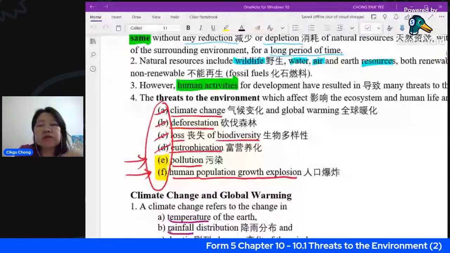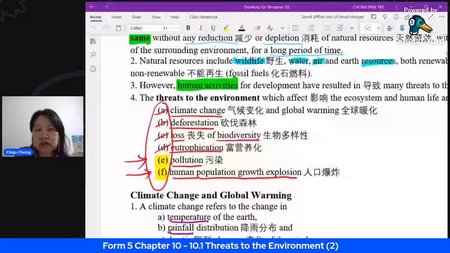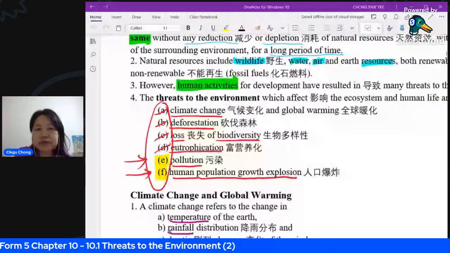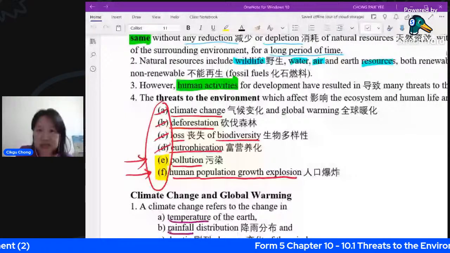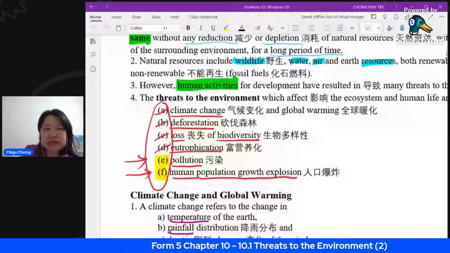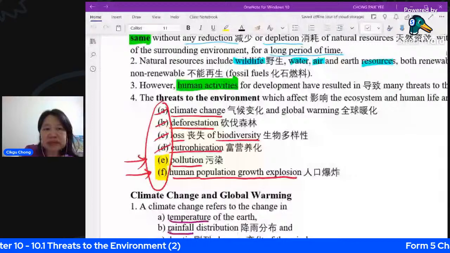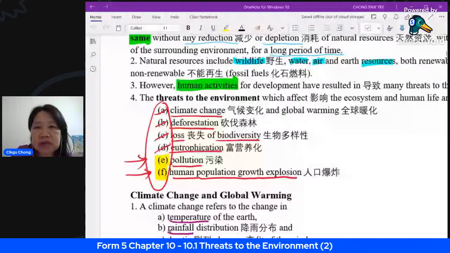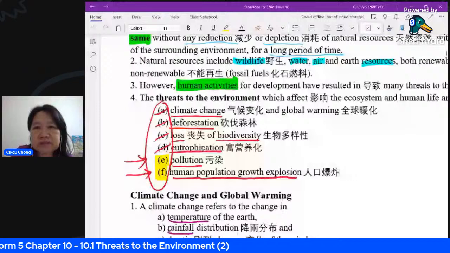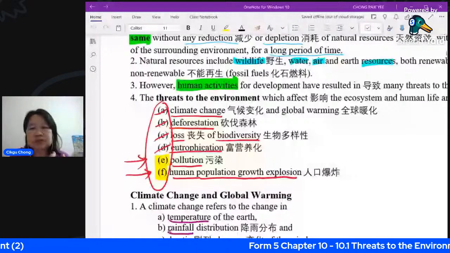So pollution affects the soil, the rivers, the seas, and the atmosphere. It threatens the life of humans, animals, and plants. So it threatens all the living things. It's basically a change in the abiotic factors, but the abiotic factors will affect the biotic factors. Usually when we want to talk about pollution, it is the changes in the abiotic factors, and this is found to affect the lifestyle of the living things.